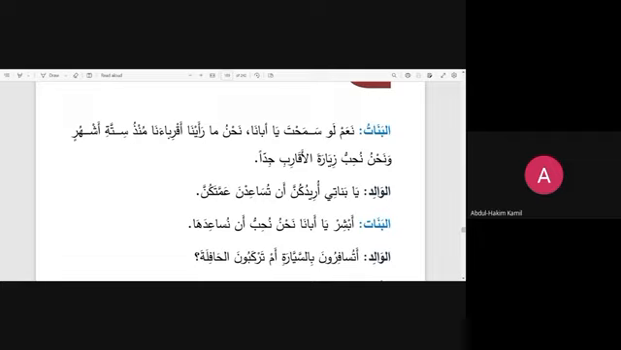To allow for our Father. Now, if you allow us, law samahta, if you allow. Law samahta, if you allowed. If you give us the okay. Law means if. Law samahta, ya abana, if you allow us. نحن ما رأينا أقرباءنا. But we have not seen our relatives. نحن ما رأينا أقرباءنا منذ 6 أشهر. We haven't seen them six months. ونحن نحب زيارة الأقارب جدا.